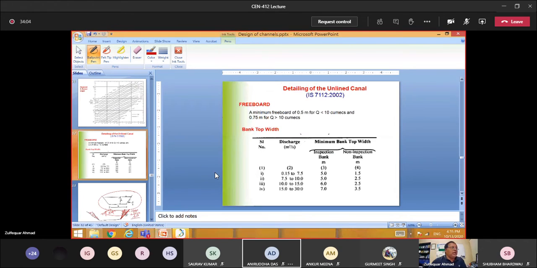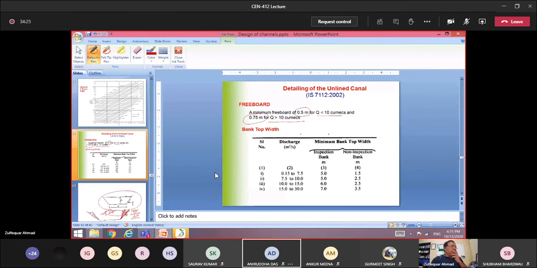I had told you that in the canal, the freeboard is a function of the discharge. The freeboard is 0.5 meter if the discharge is less than 10 cumecs, and if the discharge is more than 10 cumecs, then you have to provide 0.75 meter.